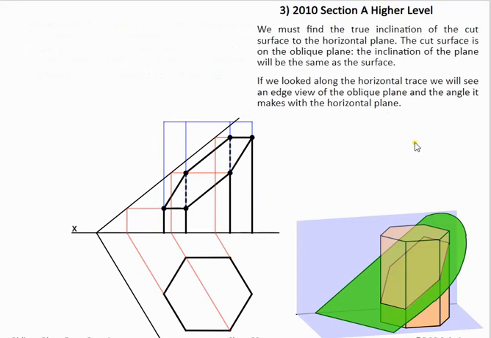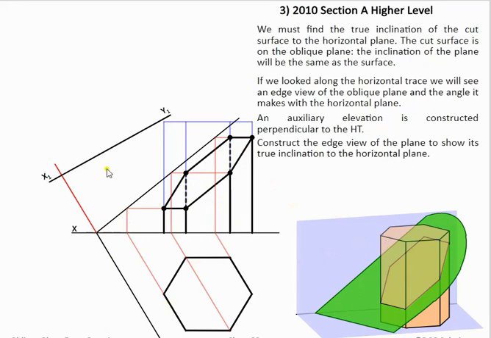Now in this question they want to know what angle this surface makes with the ground. This is the exact same thing as saying what angle does the oblique plane make with the ground, because this surface contains the oblique plane. So our easiest way to show this is to construct an auxiliary looking along HT, taking a height line anywhere here, and from the XY line project it up onto this X1Y1 line, then mark off our height, and then draw in our oblique plane. Now this gives us our required angle of 44 degrees.